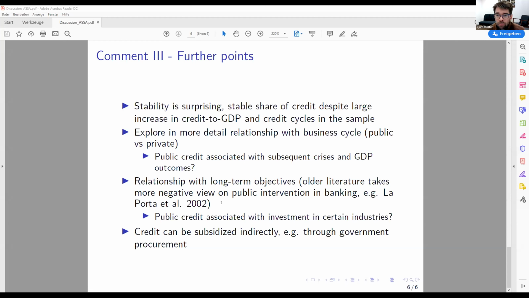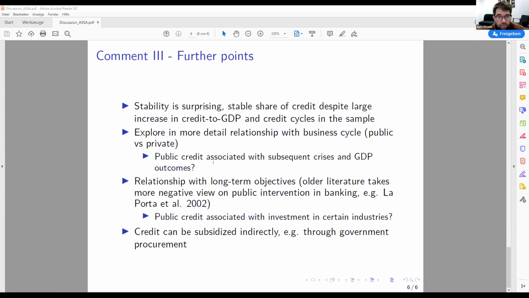And then especially, it seems not to be very counter-cyclical, in the sense that we saw some big credit cycles in the second half of the 20th century and more recently. And this doesn't show up in the share of public credit. So as a result, it seems like there's not too much difference between private and public credit here.